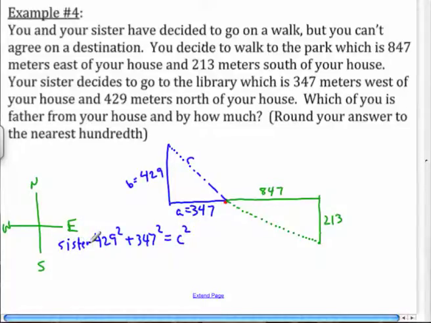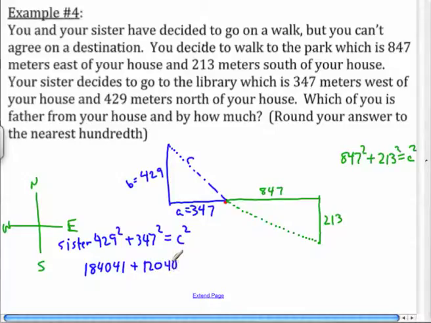All right, and then I can do the same thing over here for me. This is 847. Let me write that better. 847 squared plus 213 squared is equal to C squared. Okay, well, let's see how far my sister is from home. When I do that, I'm going to get 429 squared, and I'm going to get, let's use the blue, 184,041 plus 347 squared, 120,409, and that equals C squared.